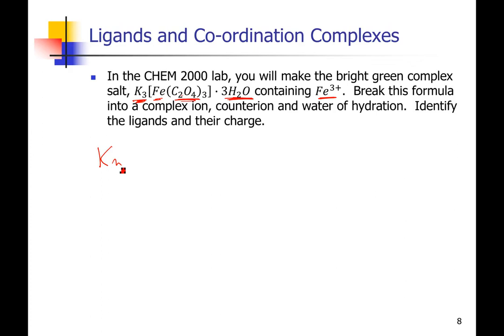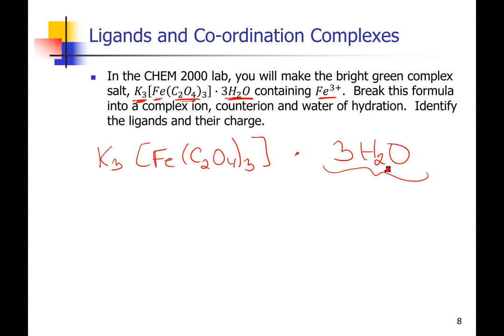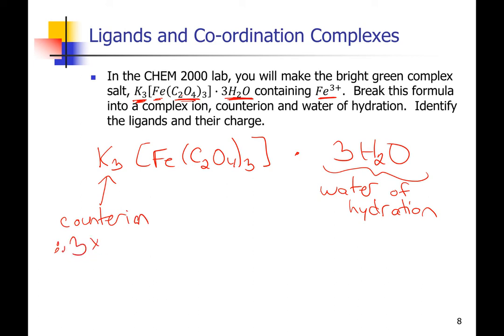So we have K3Fe(C2O4)3·3H2O. So those are, of course, going to be our waters of hydration. And they are neutral, so they do not affect the overall charge. Our potassium is going to be our counter ion. And there are 3 of them, and we know that potassium takes on a +1 charge. And so that means we have a total charge of +3.